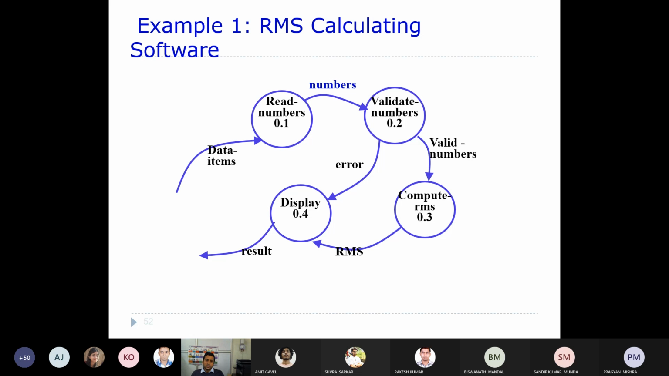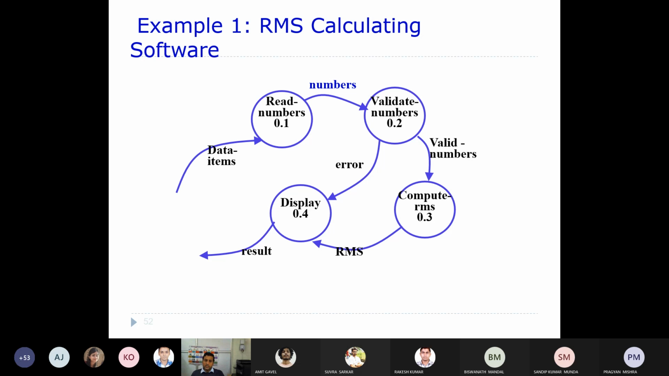Now in level 1, you always have numbering like 0.1, 0.2, 0.3. Now in level 2, maybe you want to decompose certain functions. Maybe I want to decompose this compute RMS bubble further into sub levels.